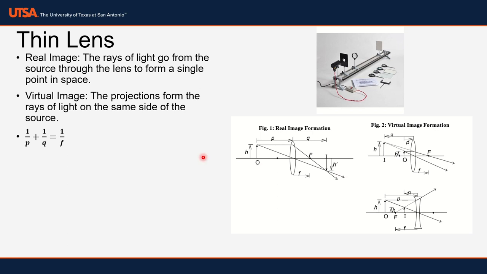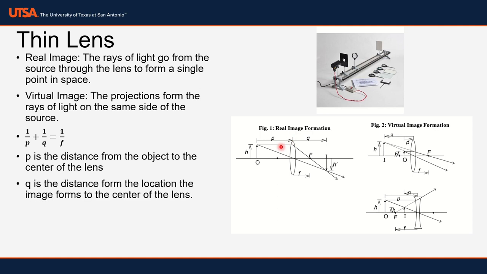So the physics that's driving these things is given right here by the thin lens equation, right? It's going to be 1 over p plus 1 over q is equal to 1 over f. All right, so what are these variables? Well, p is going to be the distance from the object to the center of the lens. So you can see it right here. Distance from the object to the center of the lens. q is going to be the distance from the location of the image formed to the center of the lens, right? Here we have a real image, so here's your q value. And then f is going to be the focal length, also called the focus length of your mirror.